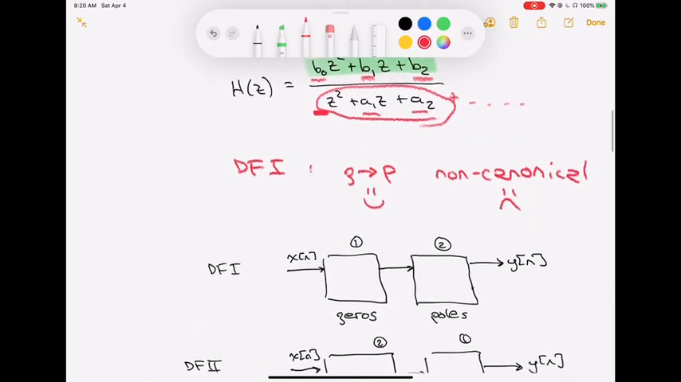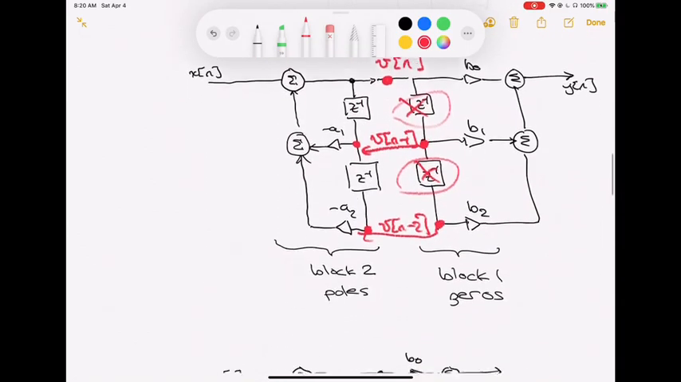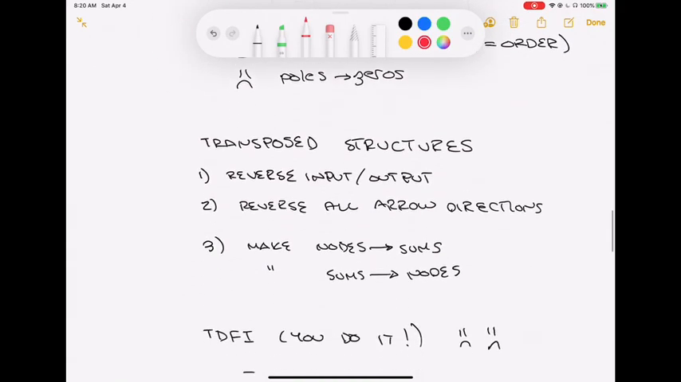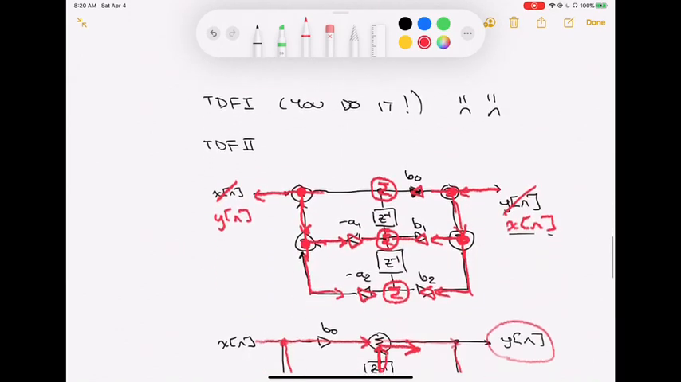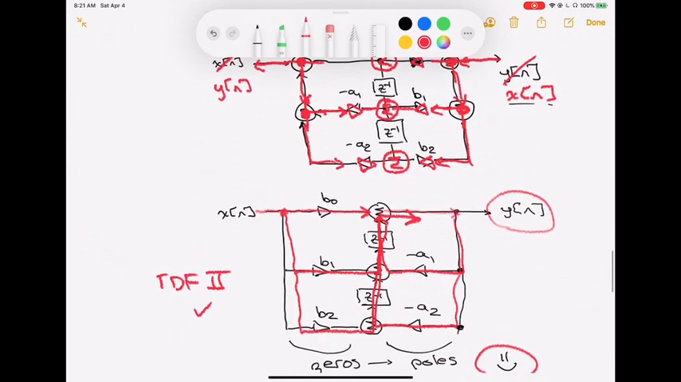that was happy sad. We then interchanged the order of these two guys, trying to make something that was a canonical structure. We were able to do that. That gave us a happy sad, so we weren't fully good. We went to this transposed structure, and in this transposed structure, we just reversed input and output, reversed all arrow directions, made node sums and sums nodes, and we got a structure that was both canonical and had the proper pole zero ordering. That proper pole zero ordering, right, is definitely something that ends up giving us a structure that is going to be well behaved.